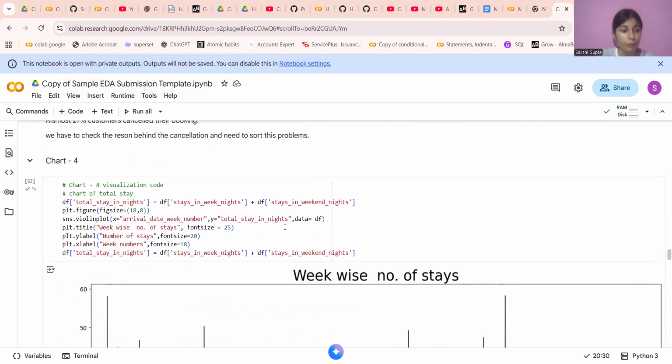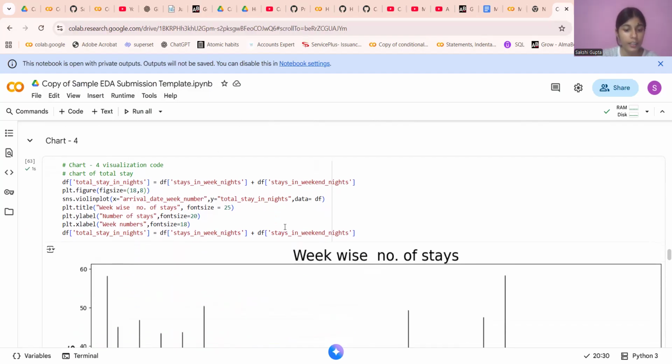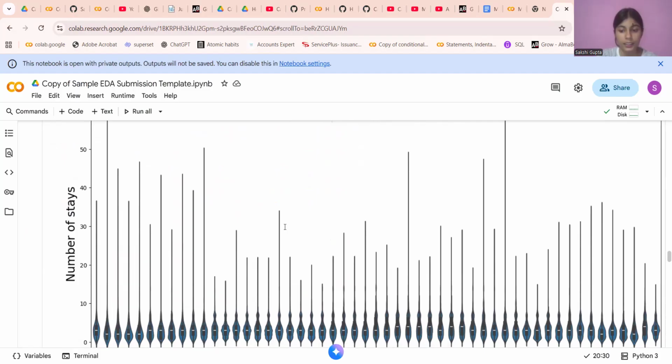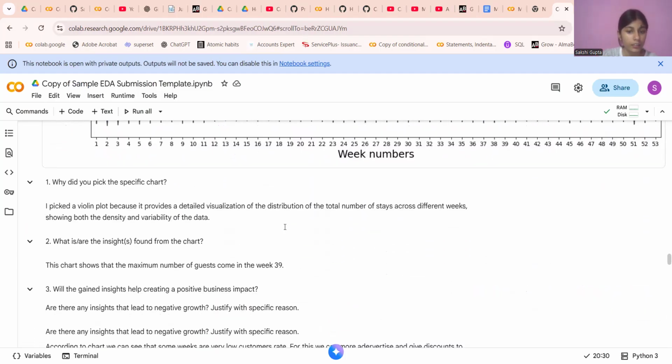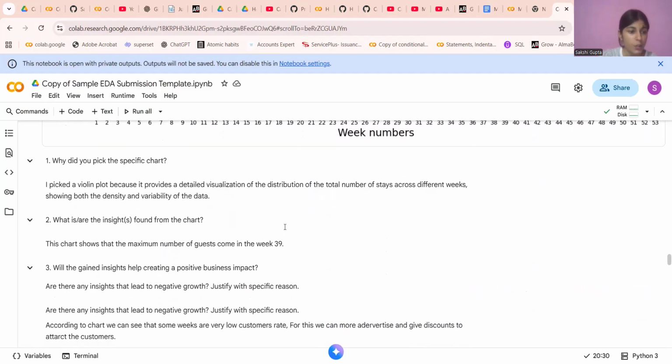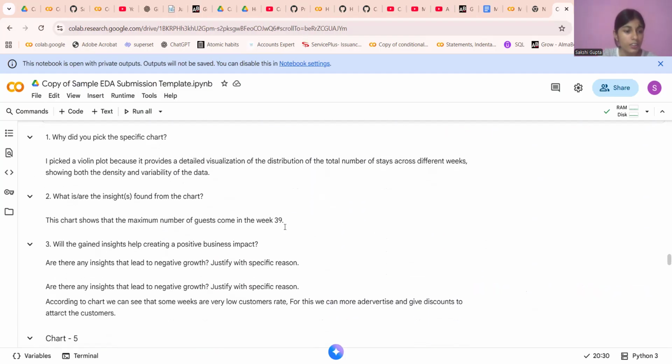Now moving to the fourth chart, that is week-wise number of stays. Here I use a violin plot. With the help of the chart, we can see week 39 has the highest number of stays. And the question arrived from this chart is, why did you pick the specific chart?